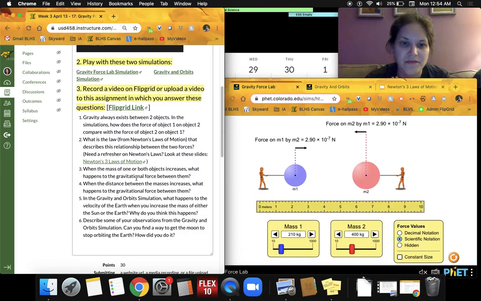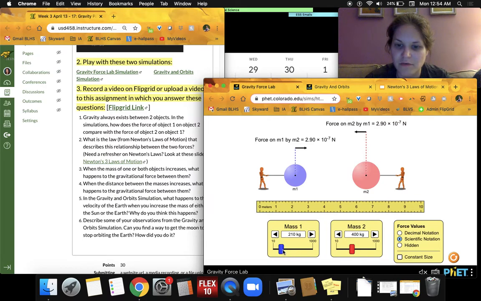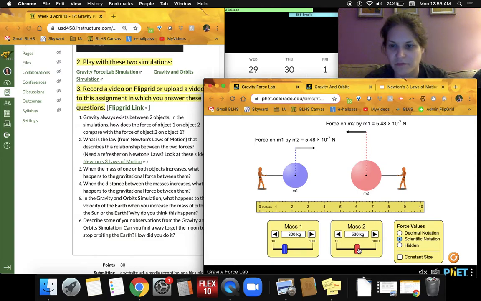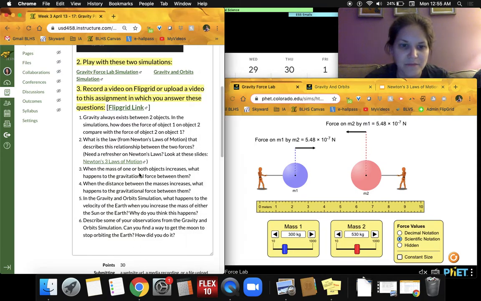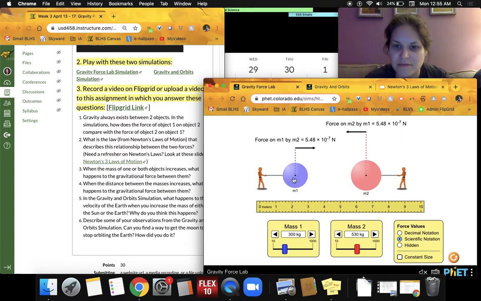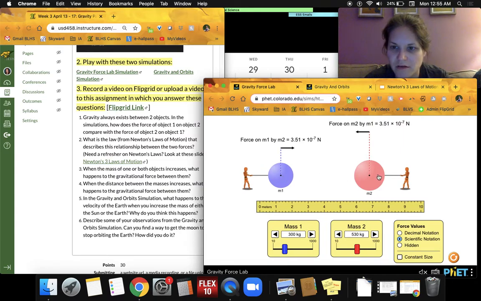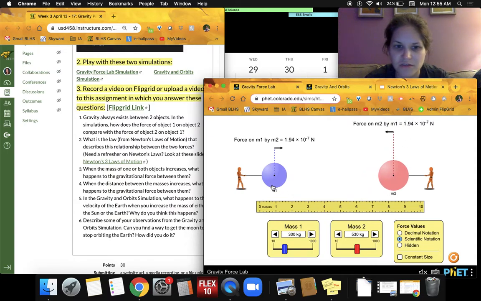Next, when the mass of one or both of the objects increases, what happens to the force between them? That's where you're going to manipulate the mass. If you increase the mass of one of them, we see that number goes up. Increase the other one, the number goes up. It doesn't matter if you're increasing one or the other, or both, it's always going up. And then when we talk about the distance between the masses, if I increase the distance between them, that means moving them further apart. What happens to that force value? How does that force change?